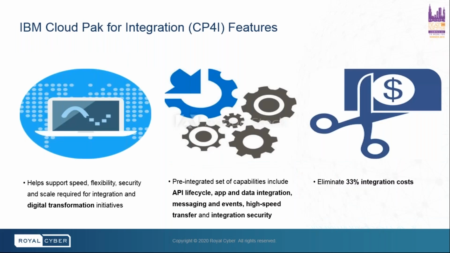So now let's discuss the features of IBM Cloud Pak for integration. It helps support the speed, flexibility, security, and scale required for integration and digital transformation initiatives. It also comes with a pre-integrated set of capabilities, which includes API lifecycle, application and data integration, IBM DataPower, messaging and events, high-speed transfer, and integration security. It is mainly designed to eliminate 33% of integration cost.